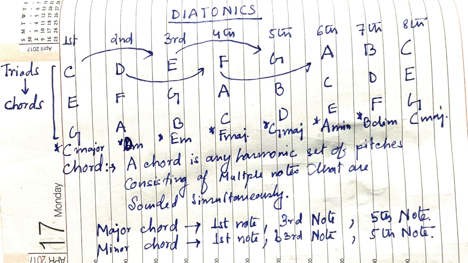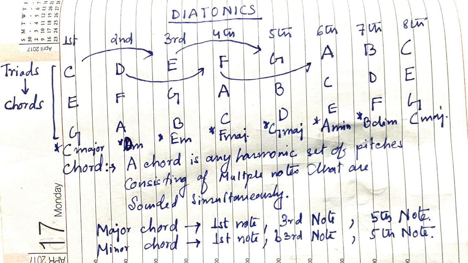Now, the triads that we have derived from the diatonics. If you play the C note in the C scale with its triad, you play these three notes simultaneously and you have a C major chord. In the major chord, you have the first note, third note, and fifth note, and playing them becomes a C major chord.